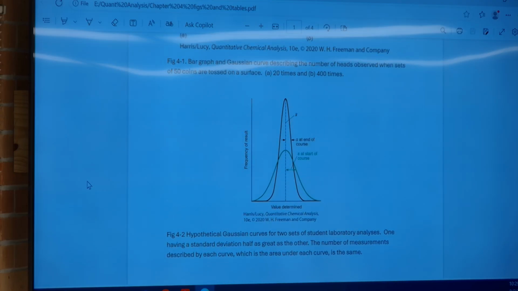We can move this way, okay. Here we have two curves, right? A black one and a green one. So the black curve shows a smaller s. The green curve represents a larger s. So the black curve means the measured values are more clustered around the true value, and this green curve with larger s means the values are scattered far from the true value.